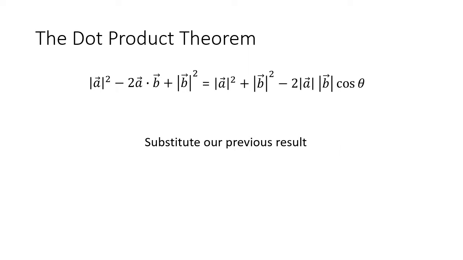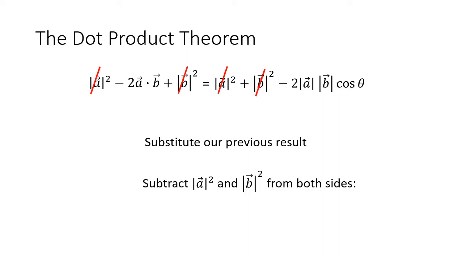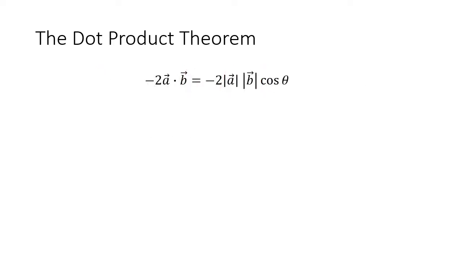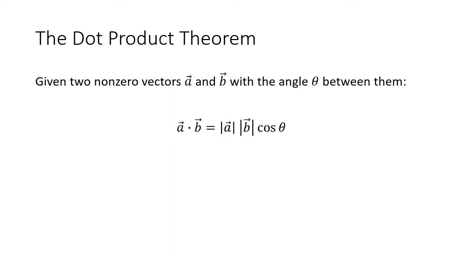What can we do now? Well, I'm seeing the magnitude of a squared and the magnitude of b squared on both sides. So let's subtract that from both sides. And so canceling those out on both sides, what I'm left with now is minus 2 a dot b equals minus 2 magnitude of a, magnitude of b cosine theta, and hopefully we see the last step is to just divide both sides by that minus 2, and voila, there's my dot product theorem.